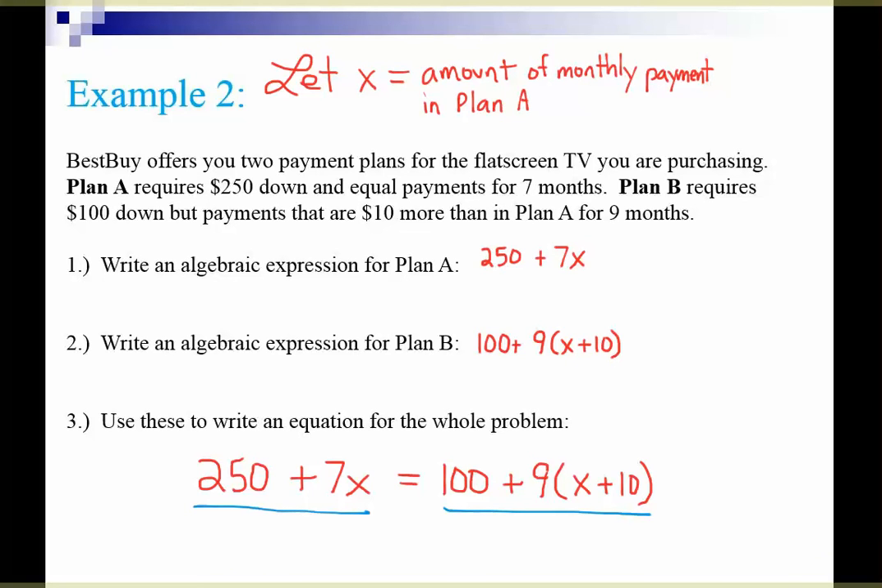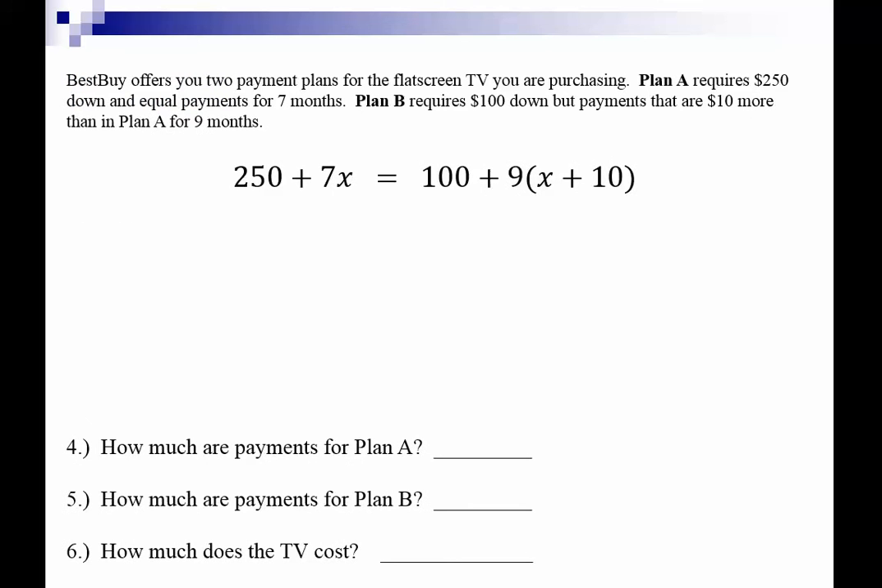Okay, so second part, and I'm going to let you do this on your own as well. Here we have our equation as we've written it down. Now you're actually going to solve this, and then I want you to answer the questions below. How much are payments for Plan A? How much are payments for Plan B? And then how much does the TV cost? You should be able to use all that information to actually determine how much we're paying for this TV, even though it never mentioned that in the problem itself. Okay, so go ahead and get to work on that, and don't unpause until you have answers for all this. So go ahead and hit pause now.